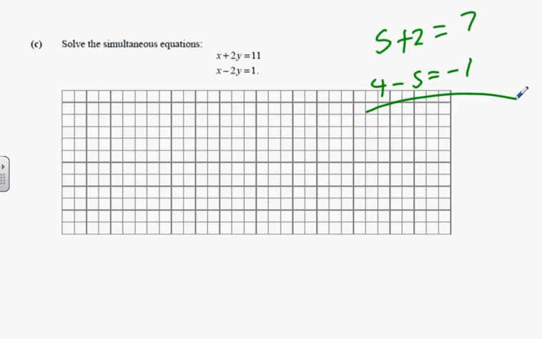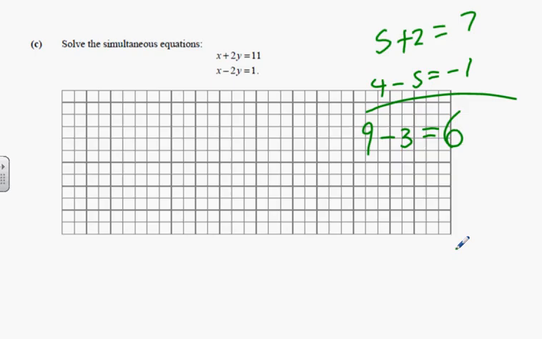Now add them together going downwards. What's 5 plus 4? 9. What's 2 minus 5? And finally, what's 7 minus 1? Is it still balanced? Is 9 minus 3 equal to 6?